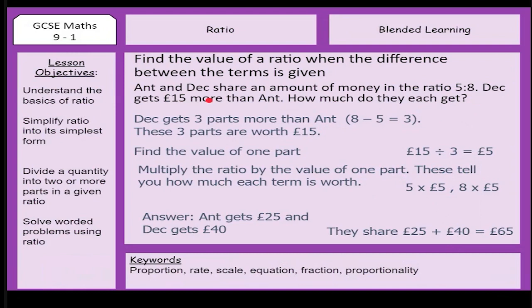And there we go. That is what you may be asked on ratio. Again, if anybody's got any questions, jump onto your Google Meet, ask your tutor, and they will explain it to you in more detail.